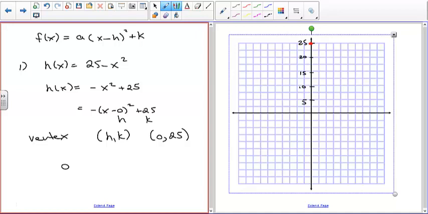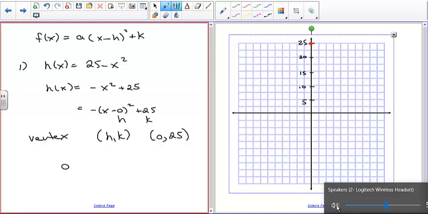So we've found the vertex, and now we're going to set the function equal to 0. Just a second, I need to turn this thing off. Even though it says it's not there, it is. It's annoying me. So you may not hear it, but I do.